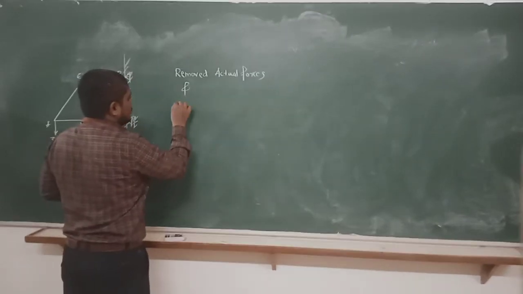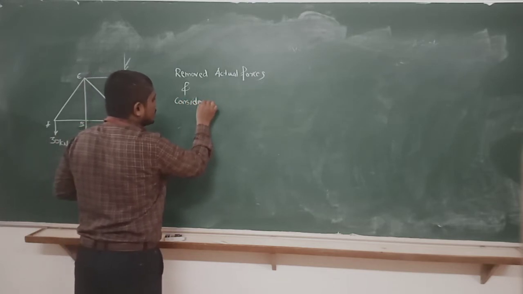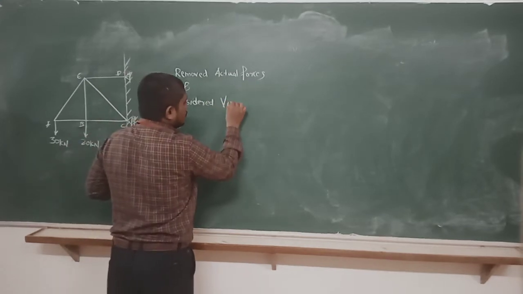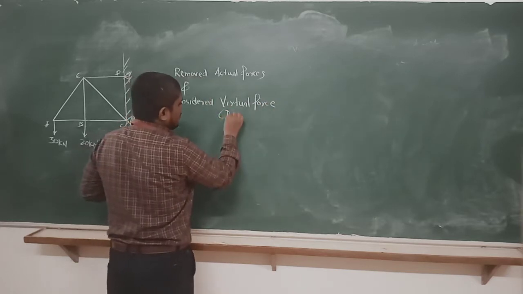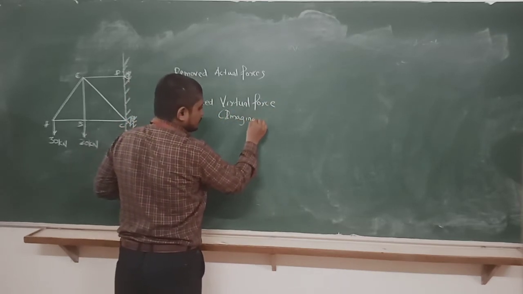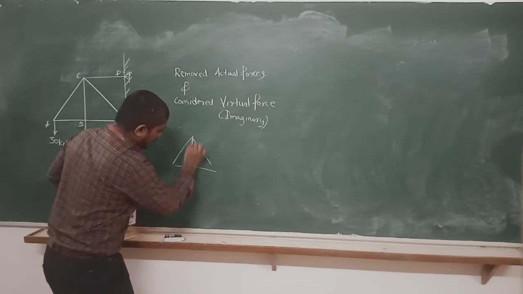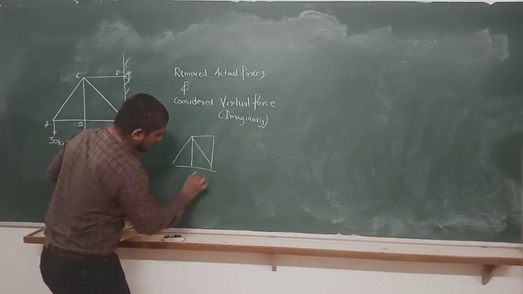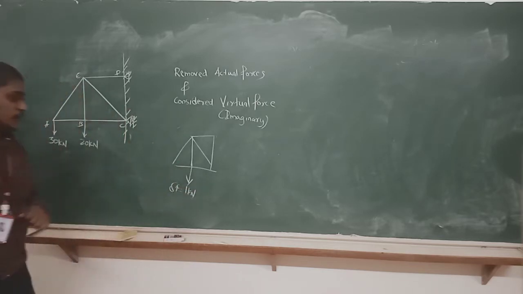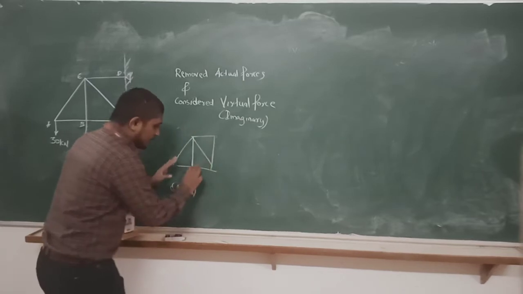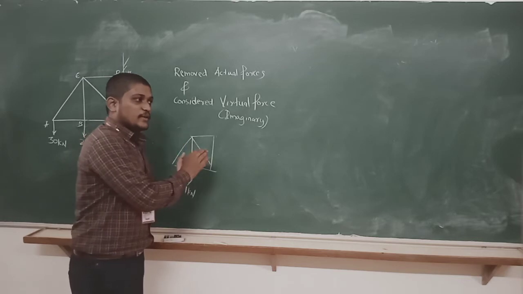and considered the virtual force, or it is also called the imaginary force. So by taking the imaginary force at point B here, like this, I have considered 1 kN, F is equal to 1 kN, and we have calculated the member forces. As in trusses, we are neglecting the bending and we are thinking only about the axial forces.